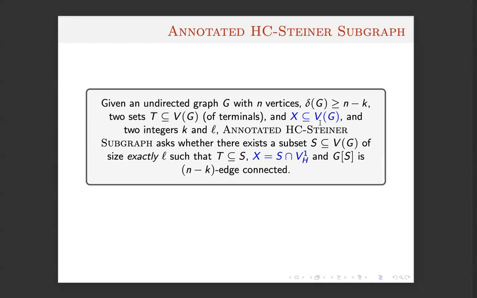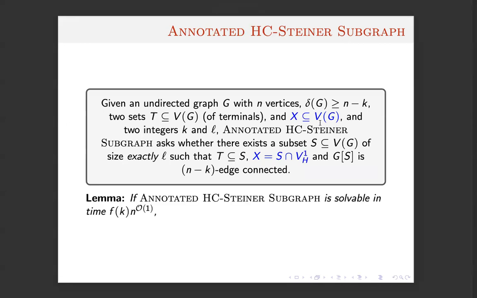We want to find a subset S of size exactly L such that S contains T, and S contains X from V1H. And obviously G induced on X is n minus k connected. Now let us say that we can solve this problem in some FPT time. Then can we solve the original version in some FPT time?